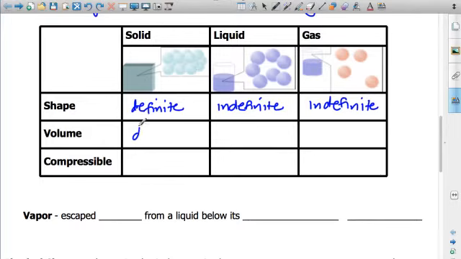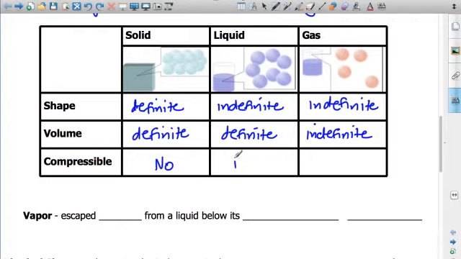Solid has a definite volume. It does not change based on the container it's in. A liquid also has a definite volume. Gas, on the other hand, has an indefinite volume. It will expand to fit its container. And finally, compressibility. A solid is not considered compressible, nor is a liquid. A gas is considered very compressible.